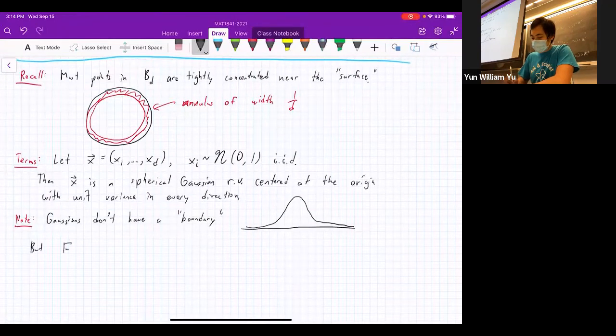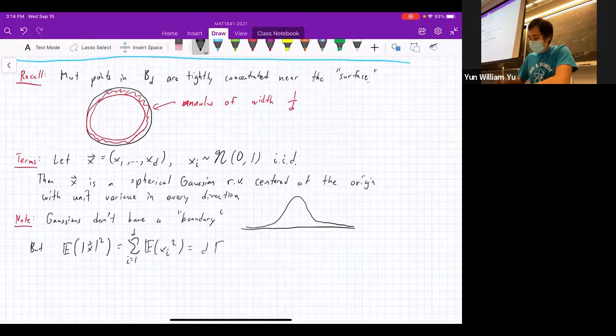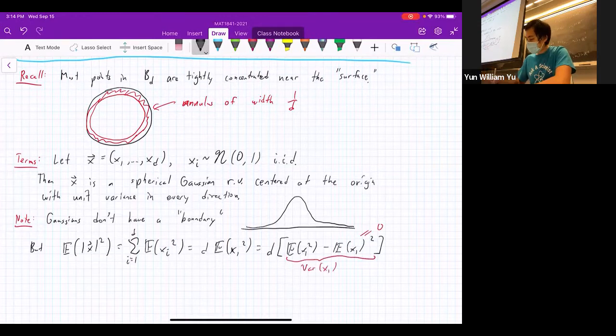Note that the expectation of the norm of x squared is just the sum of all the different expectations of xi squared, which is equal to d times the expectation of just x1 squared, since they all have the same distribution. We know that the expectation of each of these variables is 0. So this is the expectation of x1 squared minus the square of the expectation of x1, which is 0. This is the normal variance formula, so this is the variance of x1. So this entire thing is just equal to d.